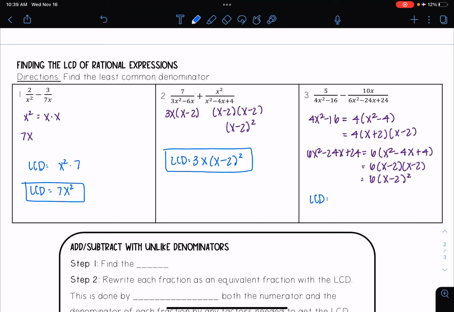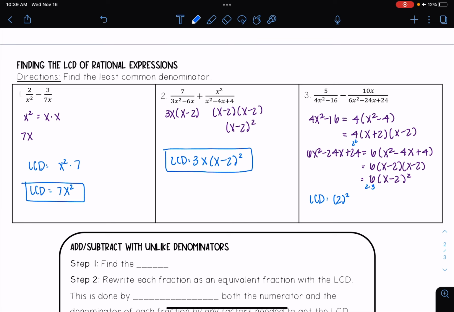And so now I need to look at my least common denominator. First, this one's a little bit different because I have a 4 and then I have a 6. Well, 4, remember, that can be rewritten as 2 squared. And 6 can be written as 2 times 3. So first factor they share is 2. I'm going to take the higher power, so 2 squared.